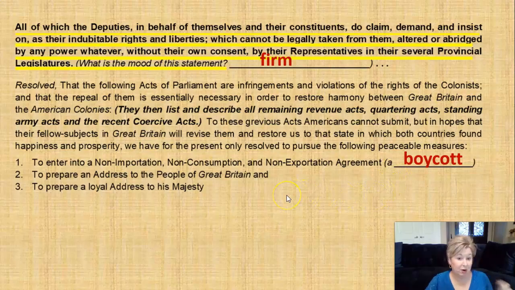We're also going to prepare an address. So we're going to write something that'll be published for the people of Great Britain so that they'll understand where we're coming from.